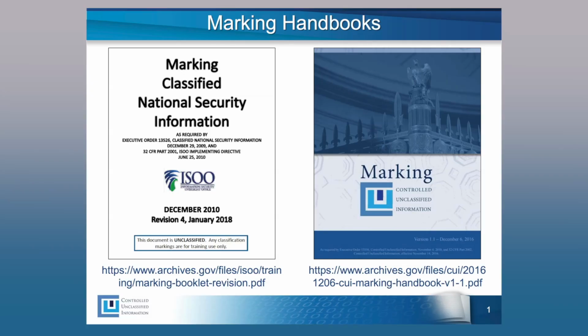Therefore, these documents must be marked to ensure that holders can distinguish between uncontrolled unclassified information, controlled unclassified information, and classified information. For guidance on how to properly mark classified national security information, please see the latest version of the Classified National Security Information Marking Handbook, which you can find on ISOO's website. You can also look at the CUI Marking Handbook, which provides additional guidance on how to mark CUI and commingled documents, which is on the CUI registry.